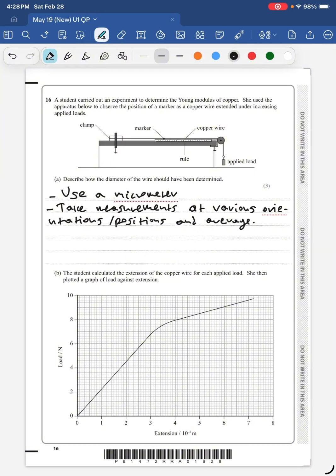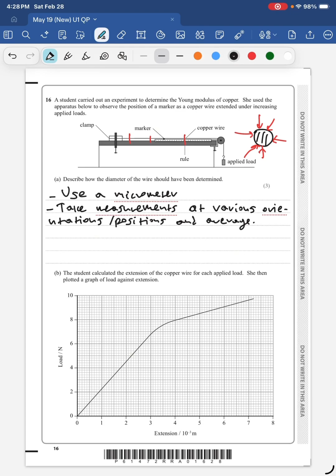So when we say multiple orientations, we mean that if this is the diameter, it's exaggerated. You have to put your micrometer there and take a measurement there, and maybe a measurement there, and average. And when we say positions, we mean take a measurement there, there, and there, in various different positions. Just make sure that it's uniform.